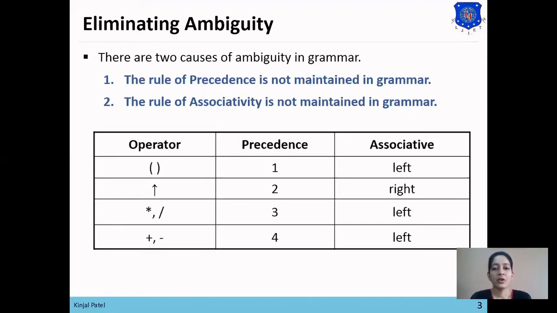So here is the table of operators with their precedence and associativity. First is braces. It has the highest priority and it is left associative. Then the second operator is power. It has the second highest priority and it is right associative. Then third, the star and division operators. They have the third highest priority and are left associative. Then plus and minus have the fourth highest priority and are left associative.